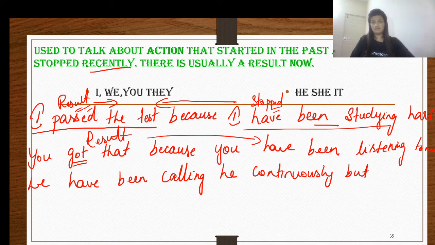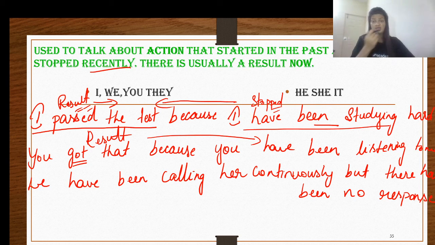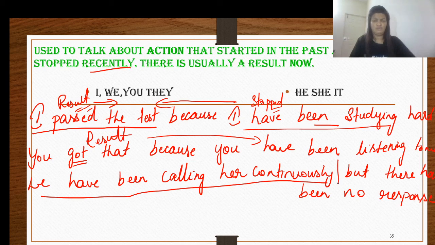But there has been no response. We have been calling her continuously, but there has been no response. So the action, we have been calling her continuously, might have stopped only recently. We have been calling her continuously, but the result is no response.